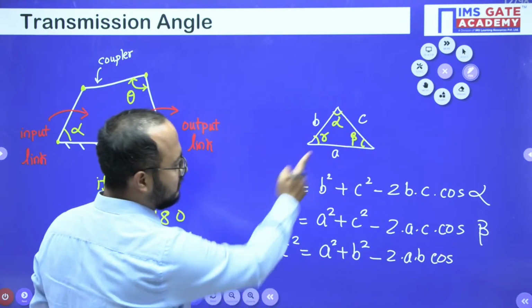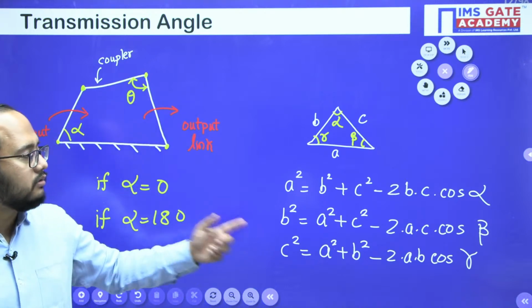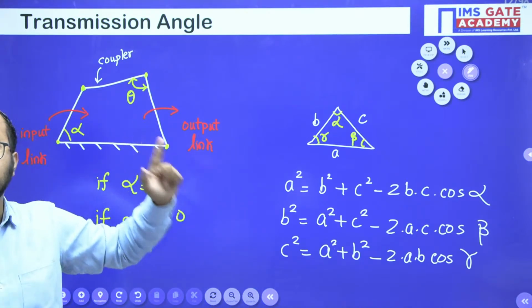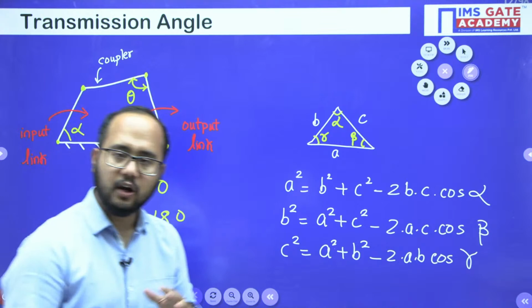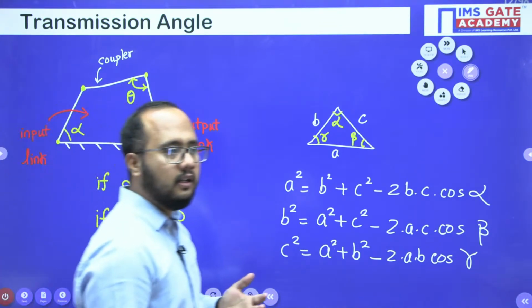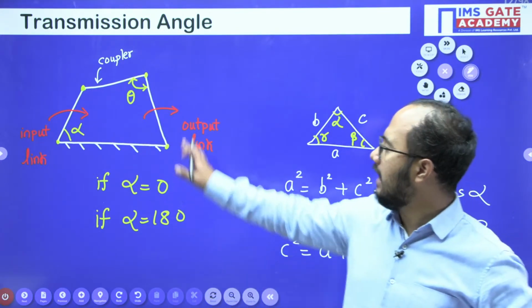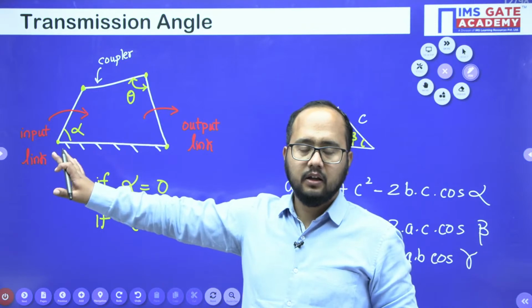Angle opposite to C is what? Gamma. So we'll write gamma here. Like that we will use this cosine rule in order to calculate the transmission angle. I hope this particular point is clear. Definitely they will give you some condition, they will give you a configuration. According to that configuration you will have a triangle formation here.